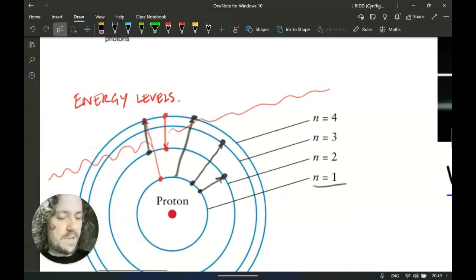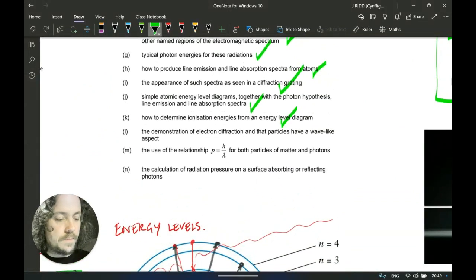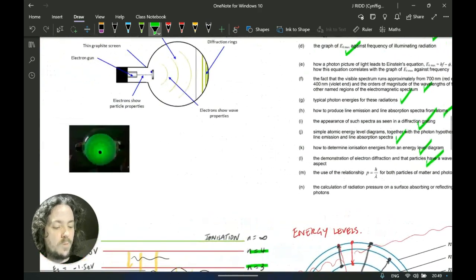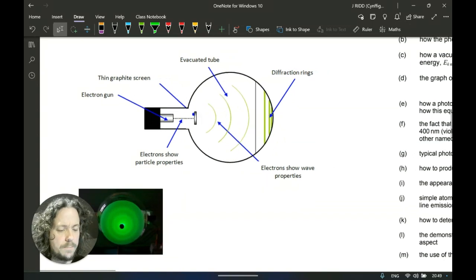You do have to learn to derive that, but that's for another time. And then a demonstration of electron diffraction, and the particles have a wave-like aspect. Okay, we'll go through this, I think, and then we're going to have to call it a day because this is getting a little bit on the long side now.